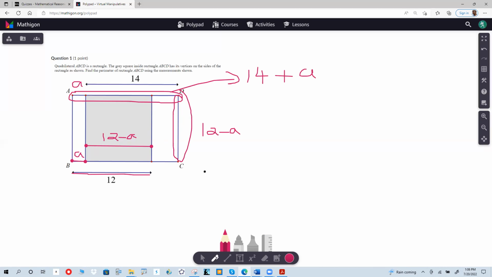Okay, it is being recorded, it will be there. But then the rest is very easy. Find the perimeter. Perimeter is gonna be the long side twice plus the short side, which is 12 minus A, twice.